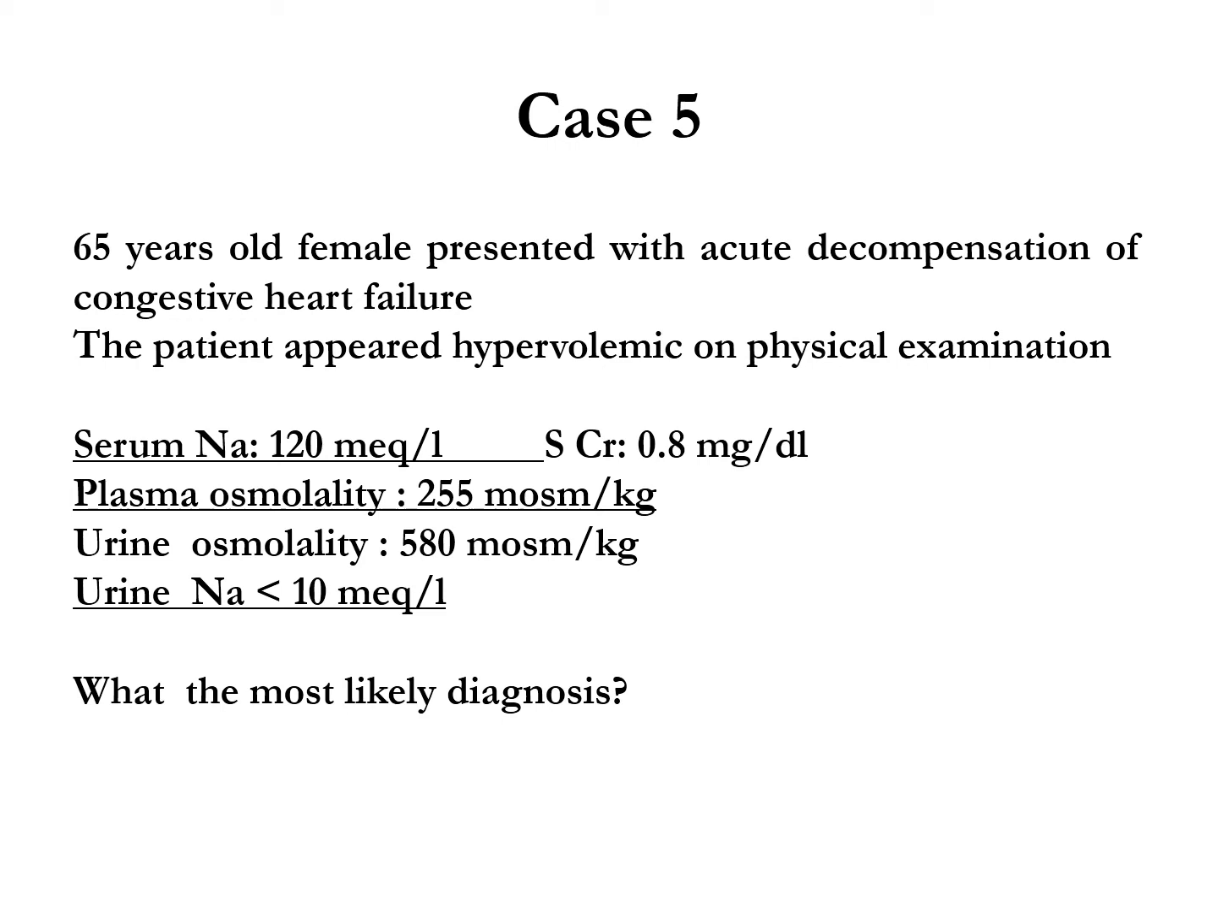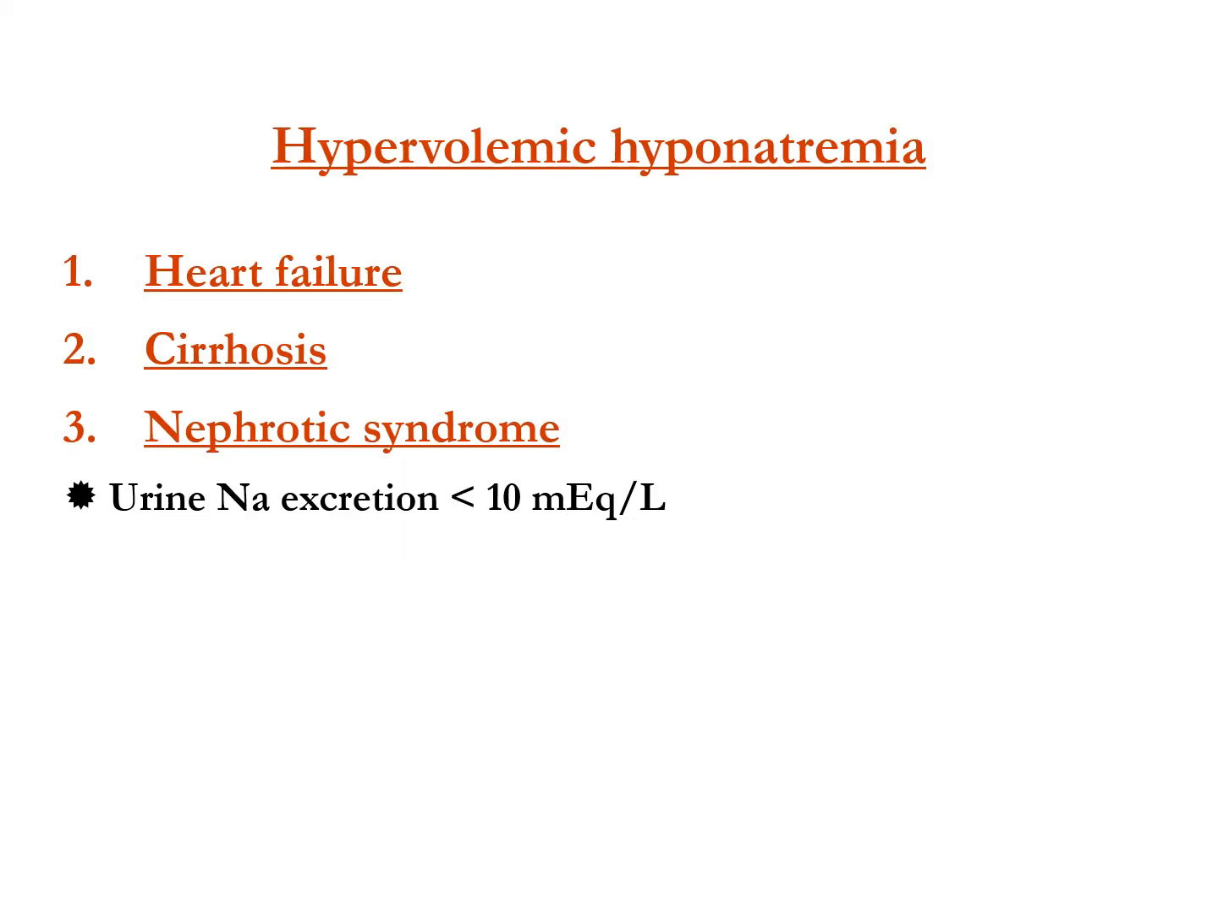So what causes hypervolemic hyponatremia? Maybe heart failure, as in our case of decompensated heart failure, or cirrhosis or nephrotic syndrome. The urine sodium is typically less than 10 milliequivalent per liter because the kidney function is normal and the kidney conserves sodium by increasing sodium reabsorption. So our case is hypervolemic hyponatremia due to decompensated heart failure.